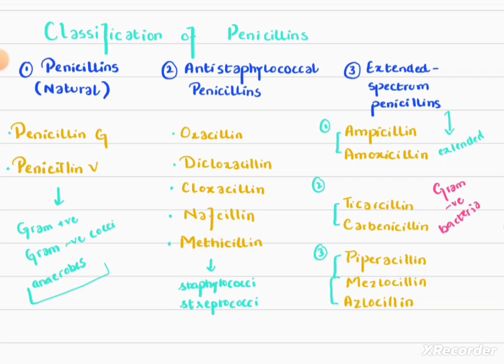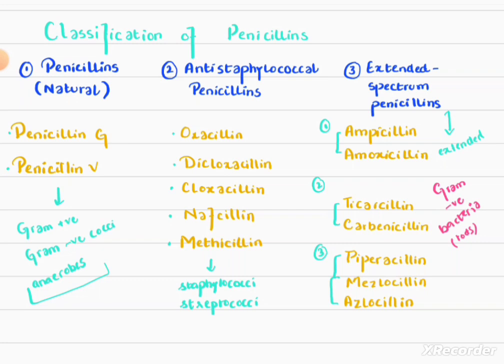And this activity or this property is unique to this class because the previous classes of the penicillins and antistaphylococcal penicillins do not have activity against gram-negative rods. So the extended spectrum penicillins also have activity against gram-negative rods and cocci as well. They also have activity against gram-positive bacteria. So they are more broad spectrum, or more extended spectrum penicillins, as the name indicates.